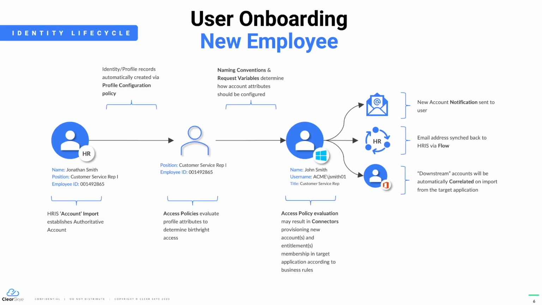Clear Skye, through automation, automatically detects the new joiner and creates a staging account within the identity warehouse. From this staging position, flow design and workflow will execute, driven by policy, to determine the characteristics of the identity, such as how we name the identity and what target system accounts and entitlements the new joiner receives through the access policy evaluation. Let's jump over to Clear Skye and see how this is put together.